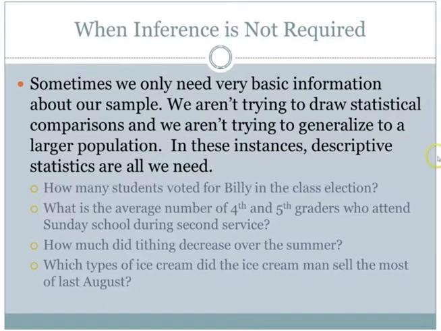So some examples where descriptives would be fine. How many students voted for Billy in the class election? There's however many kids in the class, and we just want to know if most of them voted for Billy, or whatever their criteria is. We don't care about anyone other than those students. That's all that matters in this case. So if 51% voted for Billy, then Billy wins, and we don't really care who students who aren't in his class voted for, or who they would have voted for.